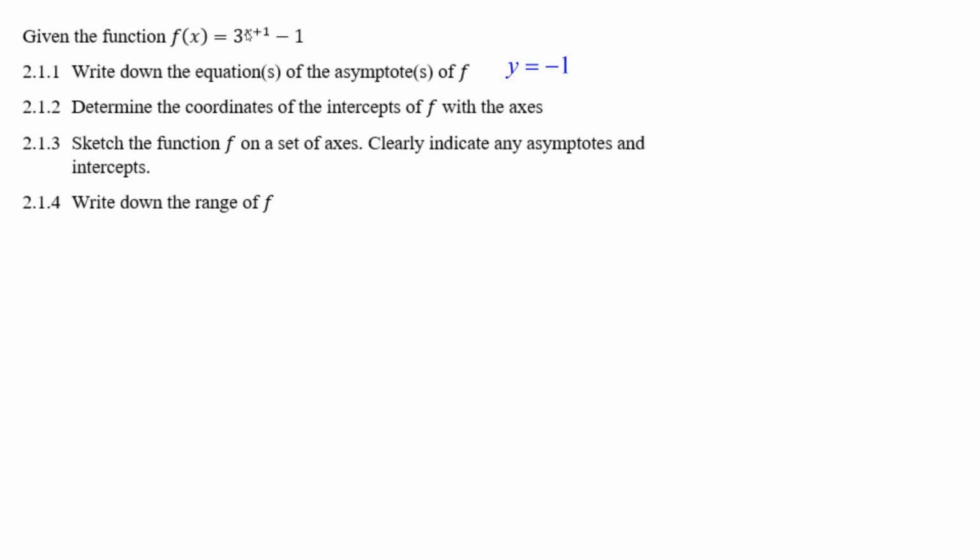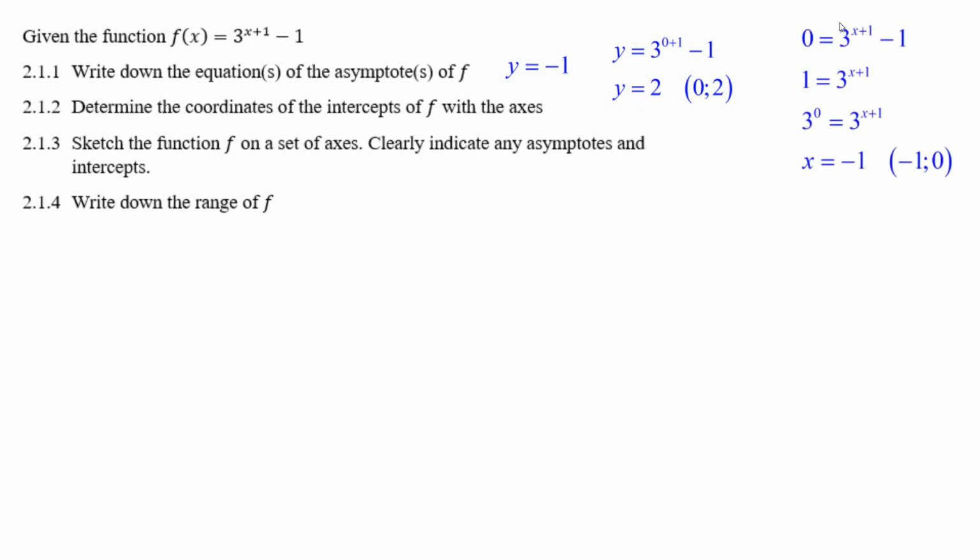Well, you let x equal 0 and then figure out what y is. 3 to the 1 is 3, minus 1 is 2. So (0, 2) is a y-intercept. X-intercept, a little harder. You let y equal 0.